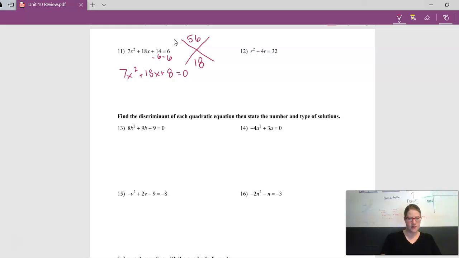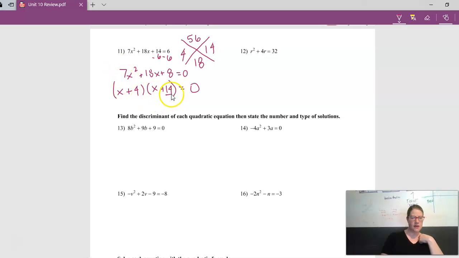So let's see, 56 divided by 2 is 28. So 28 and 2 will not add to 18. 56 divided by 9, nope. So I've tried 4 here and 14. So 4 times 14 equals 56. 4 plus 14 equals 18. So now we're going to go ahead and write this in factored form. So I have x plus 4 and x plus 14.